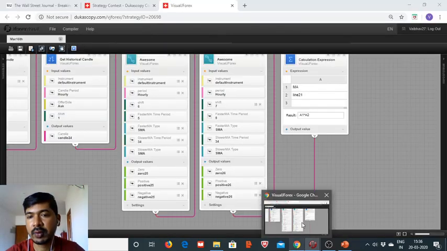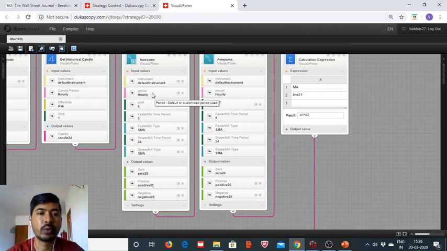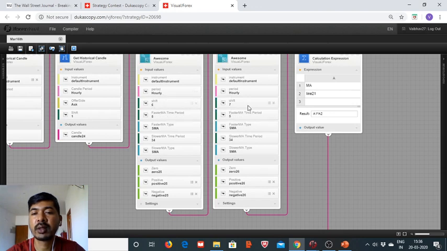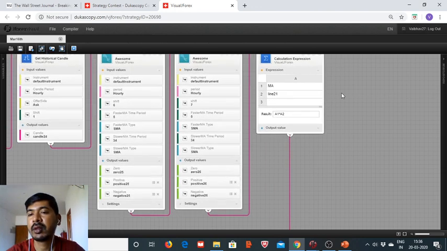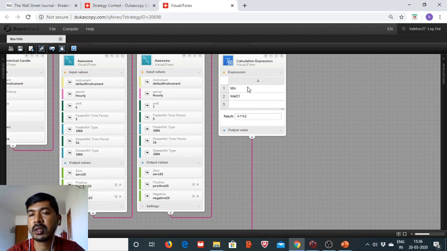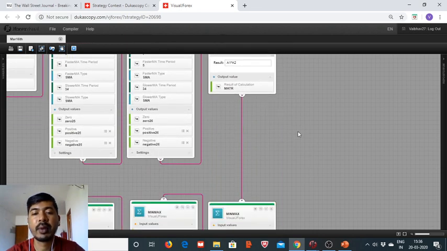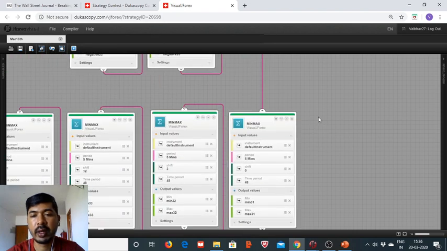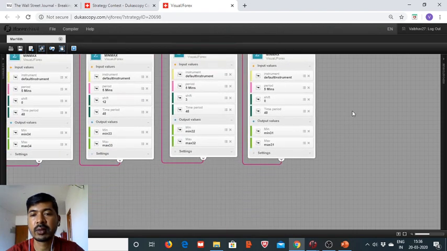So for that, we have placed in these two awesome indicator blocks, and we have placed shift 6 and shift 7. Then this is the condition for the ATR, the minimum ATR value, and the min max. Here the time period is 48 hours, the candle period is 5 minutes.